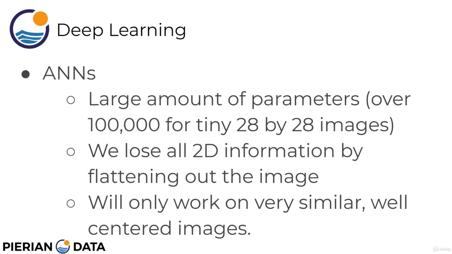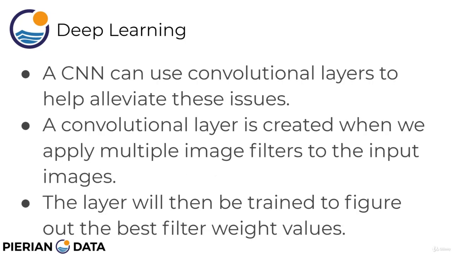So the MNIST dataset is really special because all the numbers are perfectly centered in these really small 28 by 28 images. And that's why the artificial neural network was able to perform so well there. But later on we'll see that this network won't generalize well to normal sized images, especially when what we're looking for could be anywhere in the image. So we have a lot of restrictions for the artificial neural network.